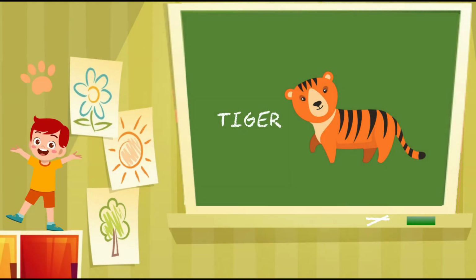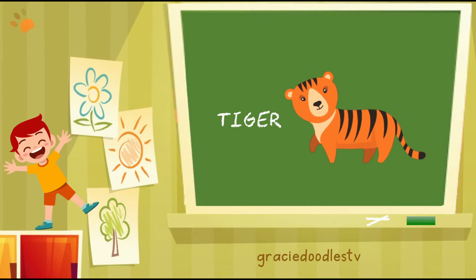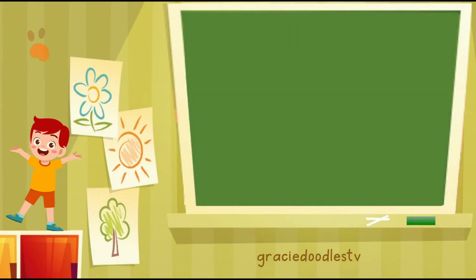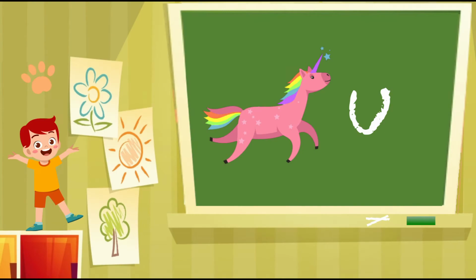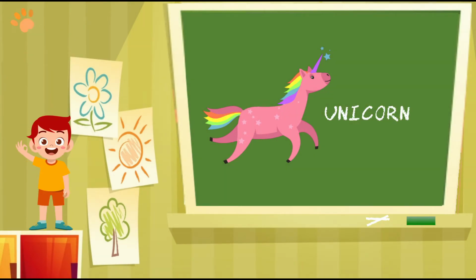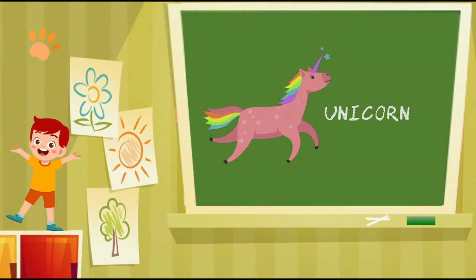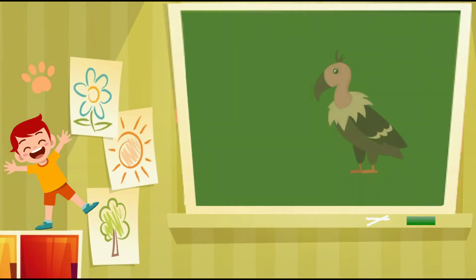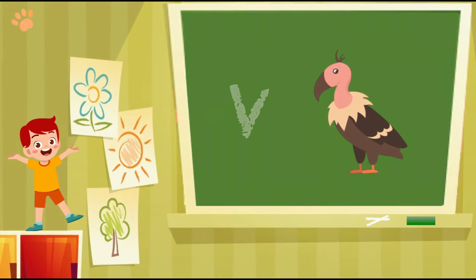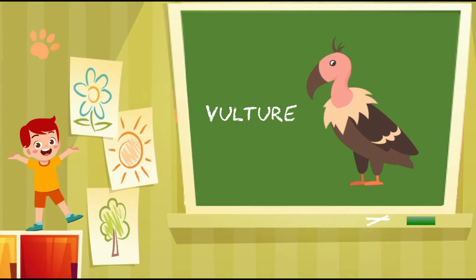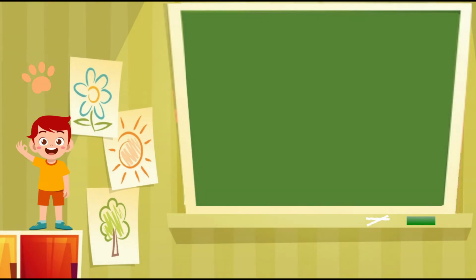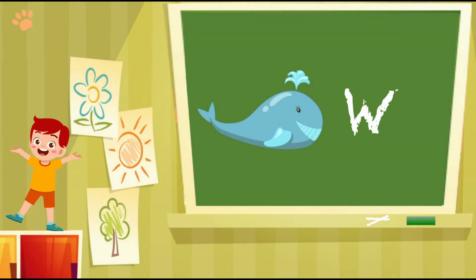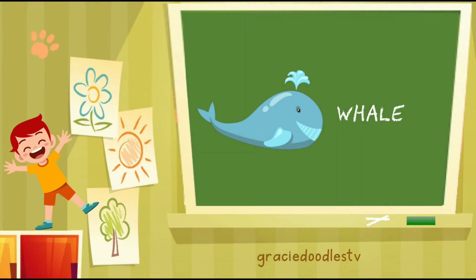T is for tiger. U is for unicorn. V is for vulture. W is for whale.